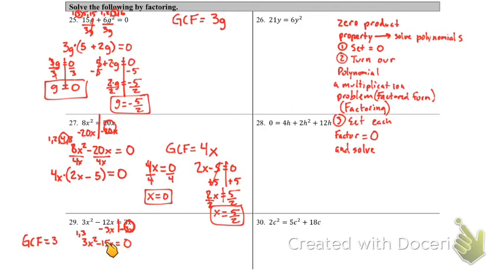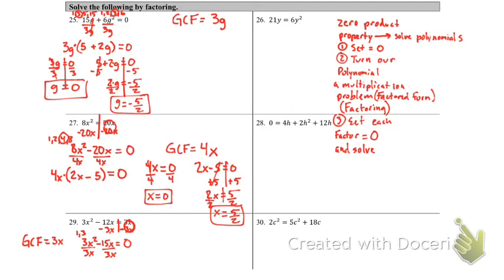Do they have a common variable? Yep, they have both an x. We pick the lower powered x to put in my GCF, so it's x. And now we divide by our GCF. 3x, 3x.